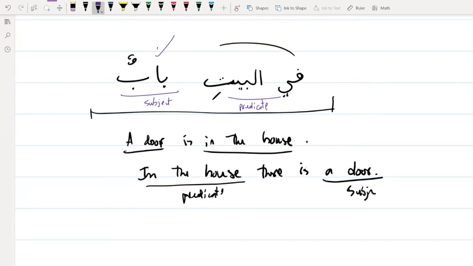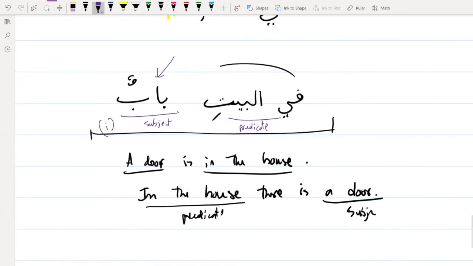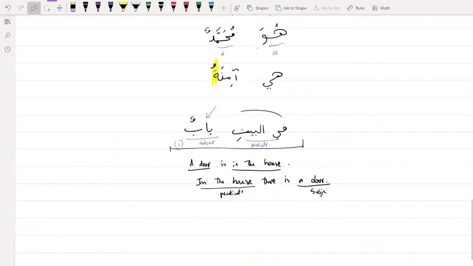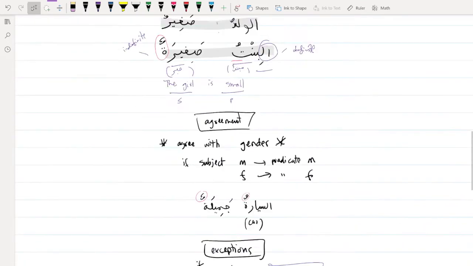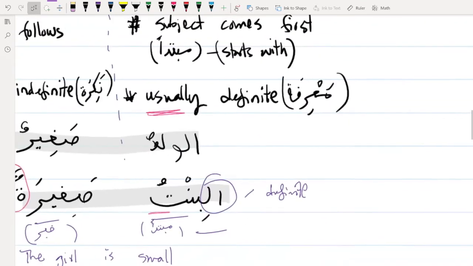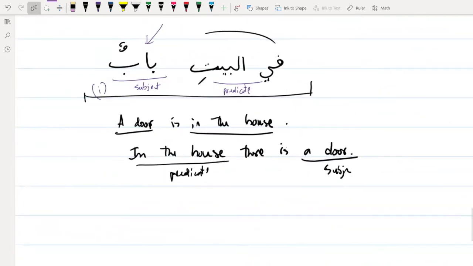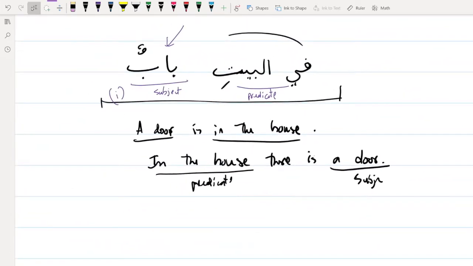Here, subject is it definite or indefinite? Indefinite, yes. It is indefinite. So two rules broke. Number one, subject is indefinite. And number two, it says what? Subject comes first. It's not coming first. All right. So there's a lot of talk about these things, so that's why I don't want to mention too much. I'm just showing you there is an exception, but these things are explained differently.